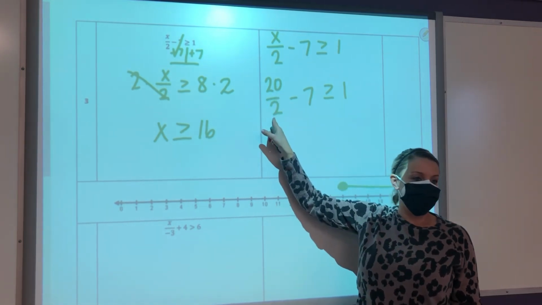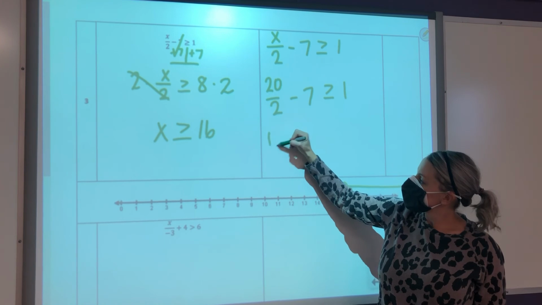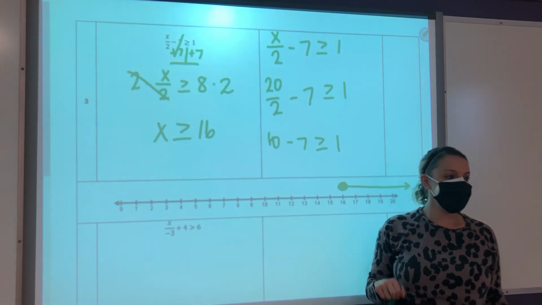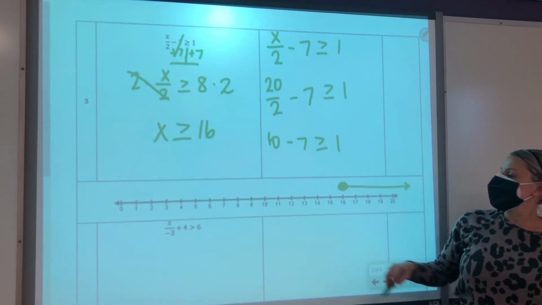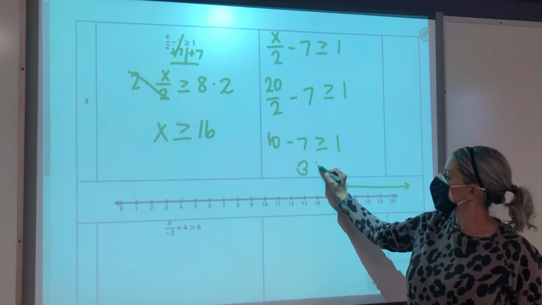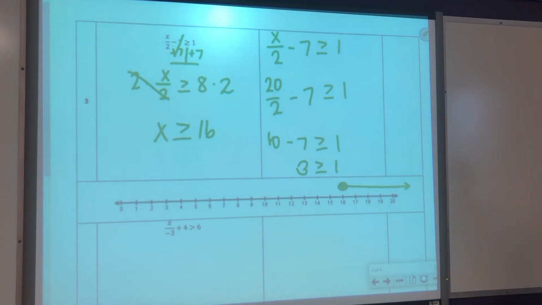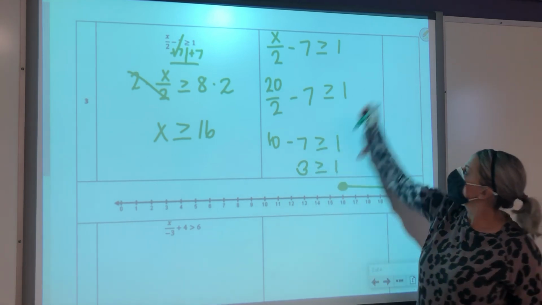20 divided by 2 is 10. Already there, CP. 3 is greater than or equal to 1. Is this true? Yeah.